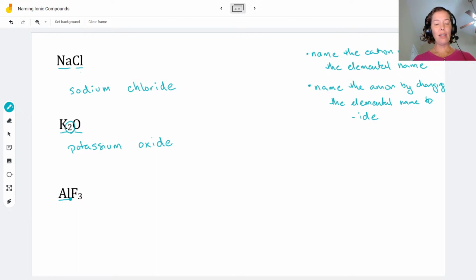Al, this is aluminum. Again, we just name it with its elemental name, no big deal. Now, for our fluorine, you notice we have 3 of them. Again, it does not matter. This is still considered a monoatomic ion because it is the element that is acting as an ion. So fluorine, which is F, becomes fluoride.